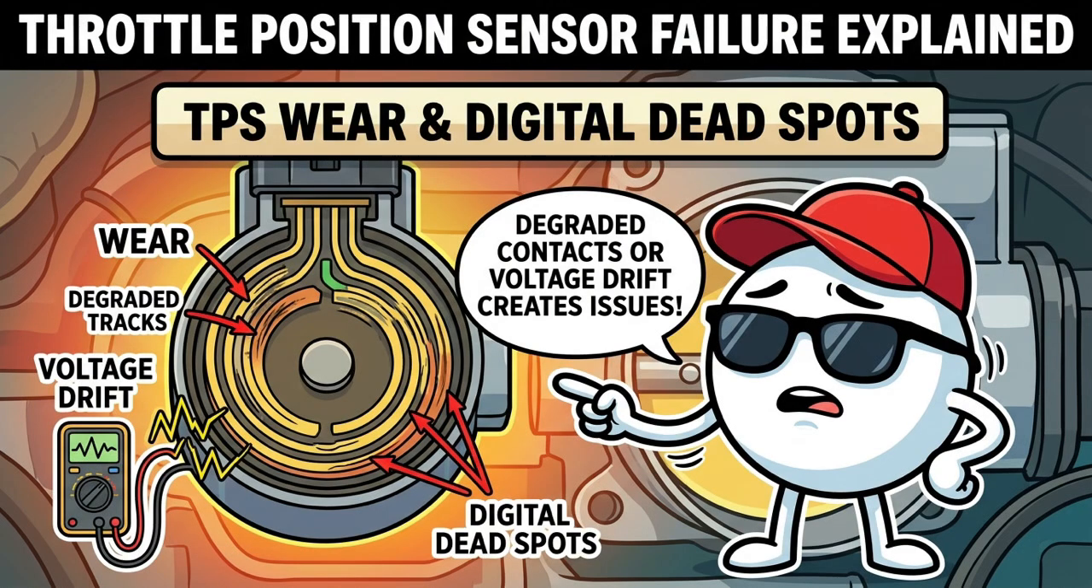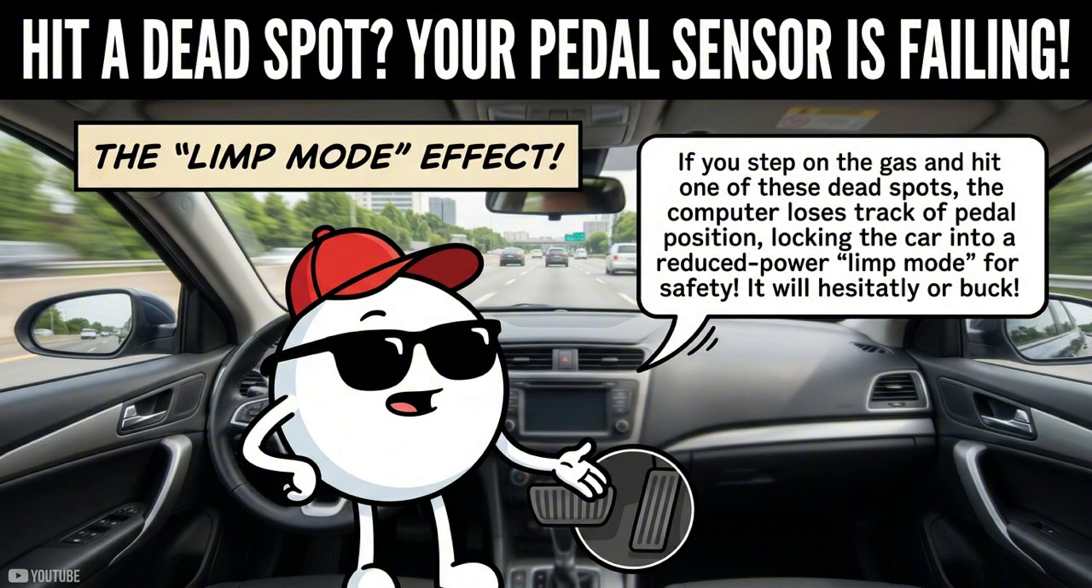When a TPS wears out, its internal electronic contact tracks degrade or its magnetic sensors experience voltage drift, creating digital dead spots along the pedal travel. If you step on the gas and hit one of these dead spots, the computer loses track of pedal position for a split second. The engine will hesitate violently, buck, or instantly trip a safety threshold, locking the car into a reduced power limp mode, where engine speed is capped for safety.